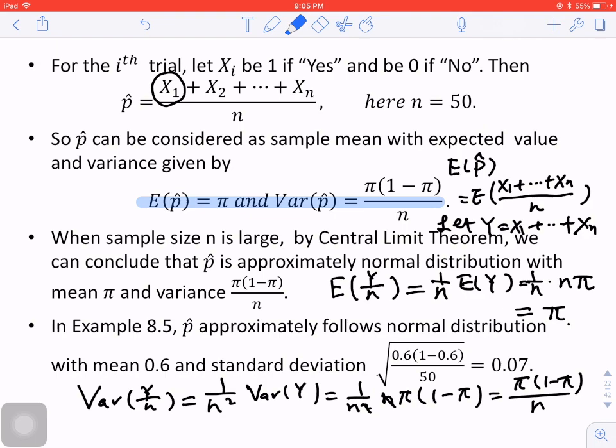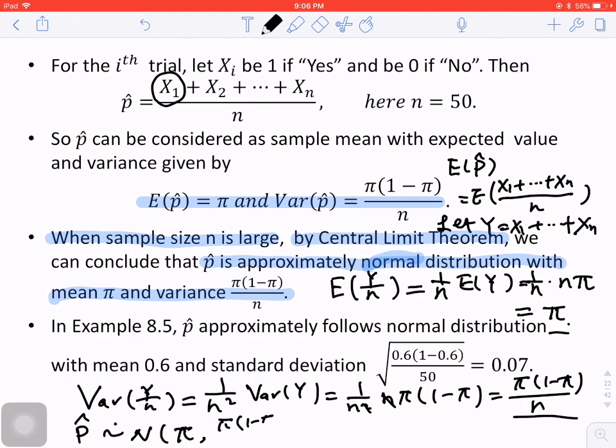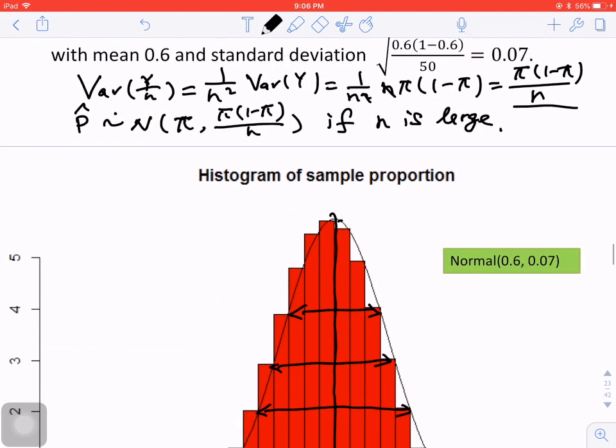When the sample size n is large, we can apply the CLT. That is to say, p hat is approximately normally distributed with this mean and variance, right? So p hat approximately follows a normal distribution with the mean and variance if n is large. Which means if n is large, say larger than 30, then the CLT can be applied to p hat. Okay?